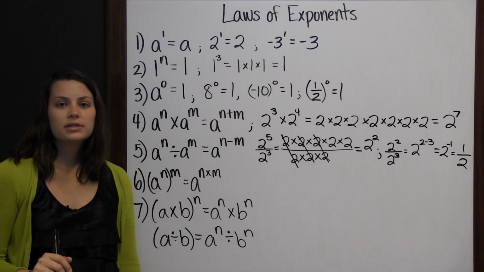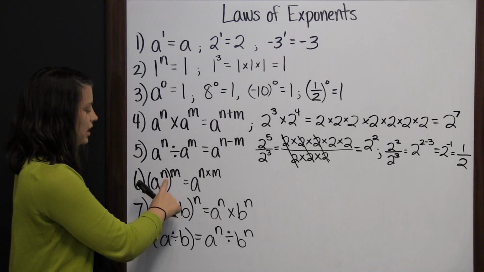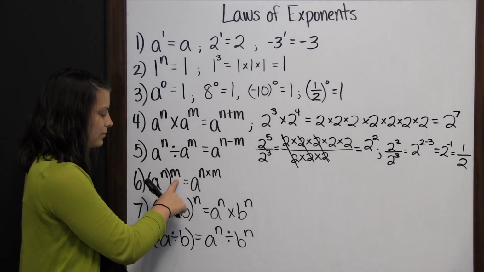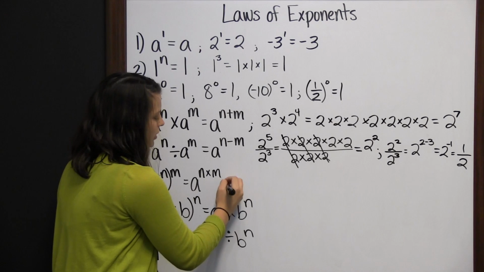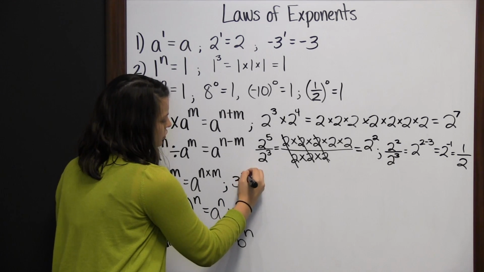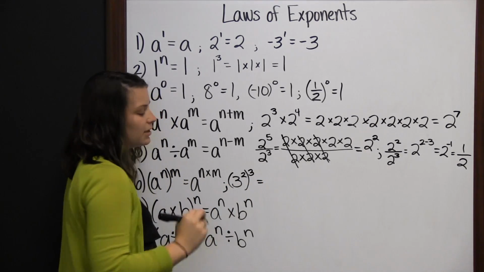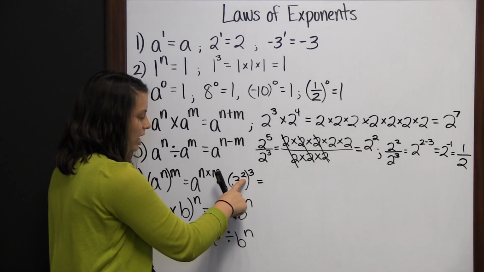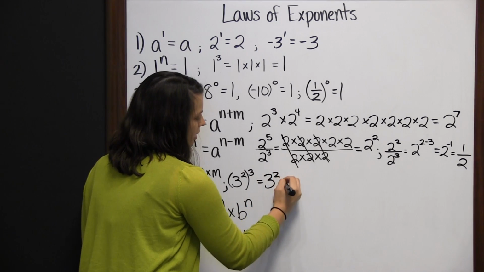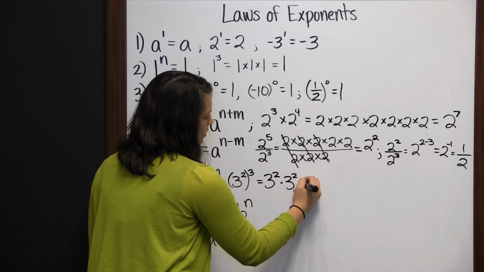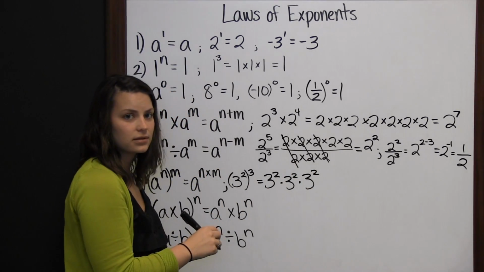The sixth rule says that when you raise a power to a power, like a to the n raised to the m, you multiply your exponents. So for instance, with 3 squared cubed, what that really means is 3 squared times itself 3 times. So that's 3 squared times 3 squared times 3 squared.